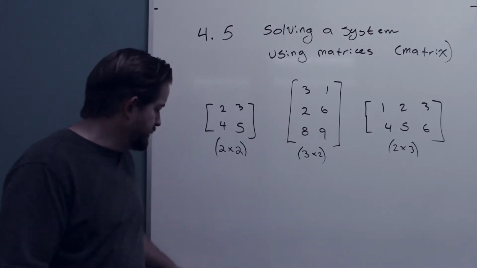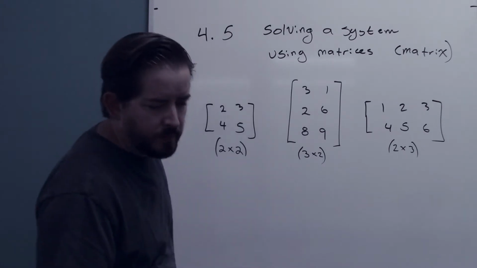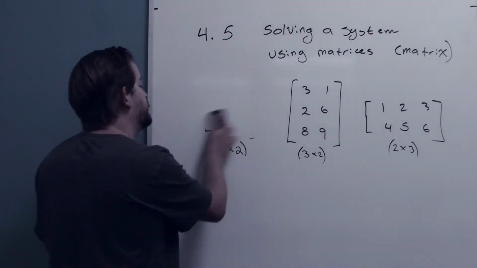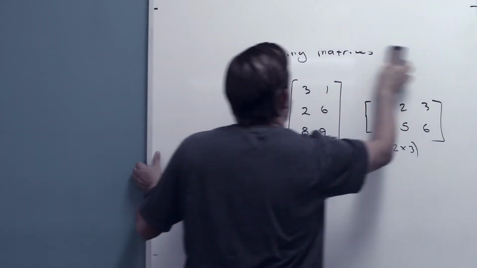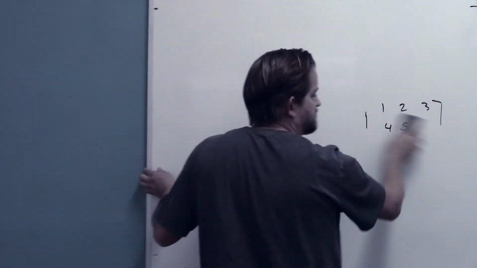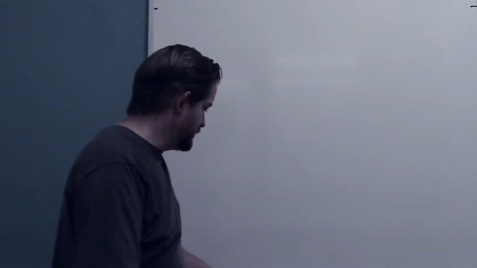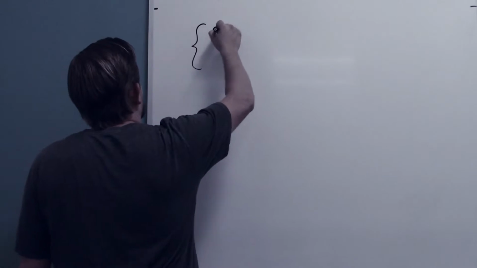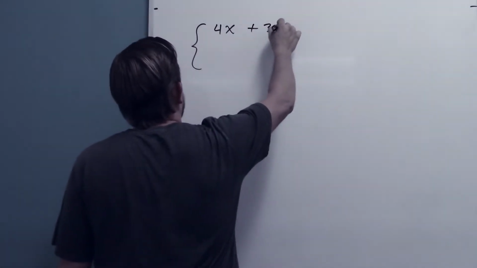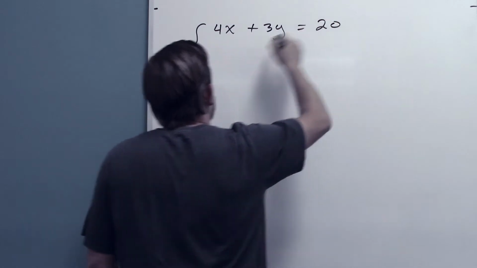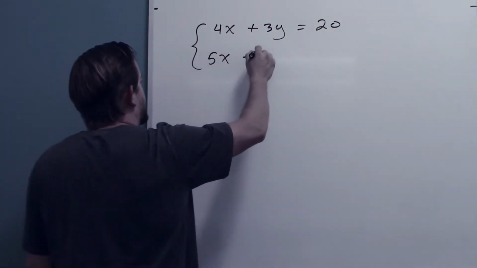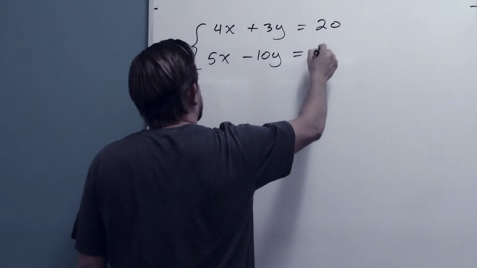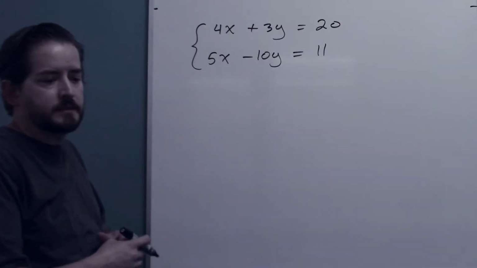And these become useful because we can turn a system into a matrix and play with it kind of without worrying about what's happening in the x's and the y's and potentially the z's and w's, q's, r's, s's, all those variables, right? So if I have a system, let's say I have some system that looks like this. 4x plus 3y equals 20. And let's say 5x minus 10y equals 11. Right? Something like this. Okay?